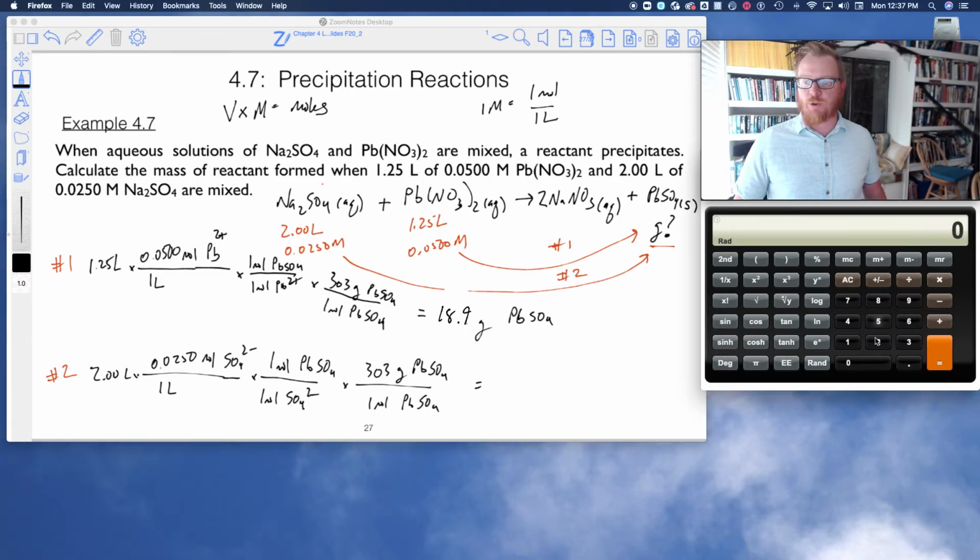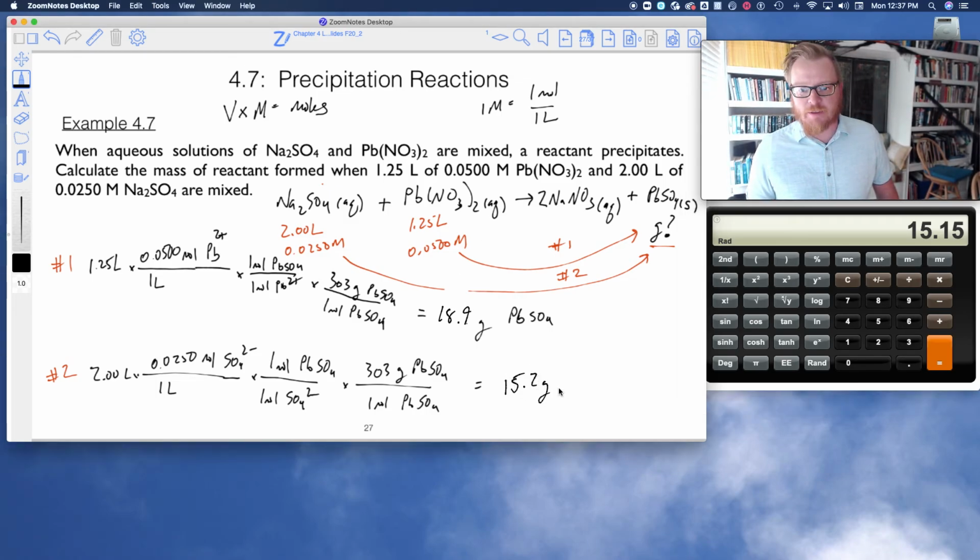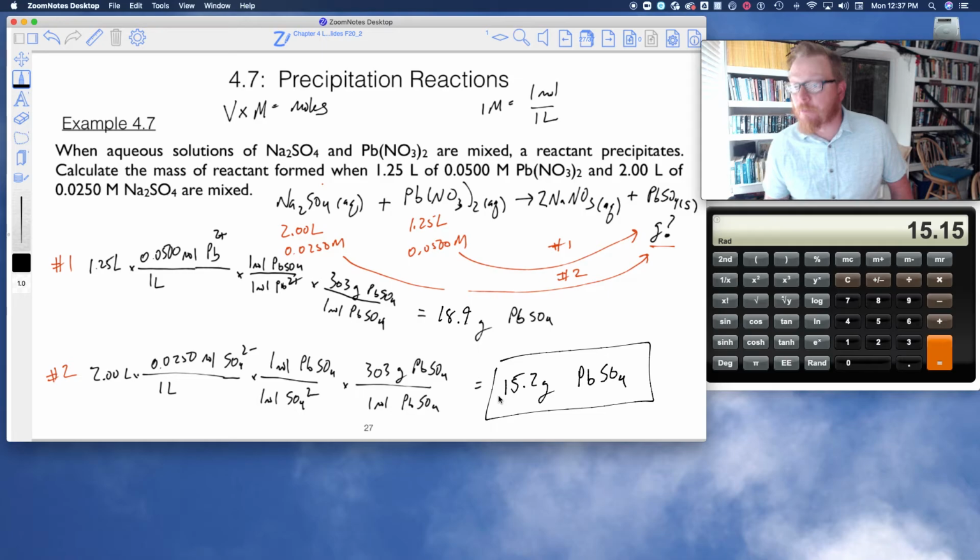Okay, so now let's do number 2. So 2.00 times 0.025 equals, and then times 303 equals, haha, that one is the 15.2. Good thing I did the calculation. So that means this is the most amount that can be formed, which of course means our sodium sulfate was limiting, meaning we would have excess lead nitrate reagent.